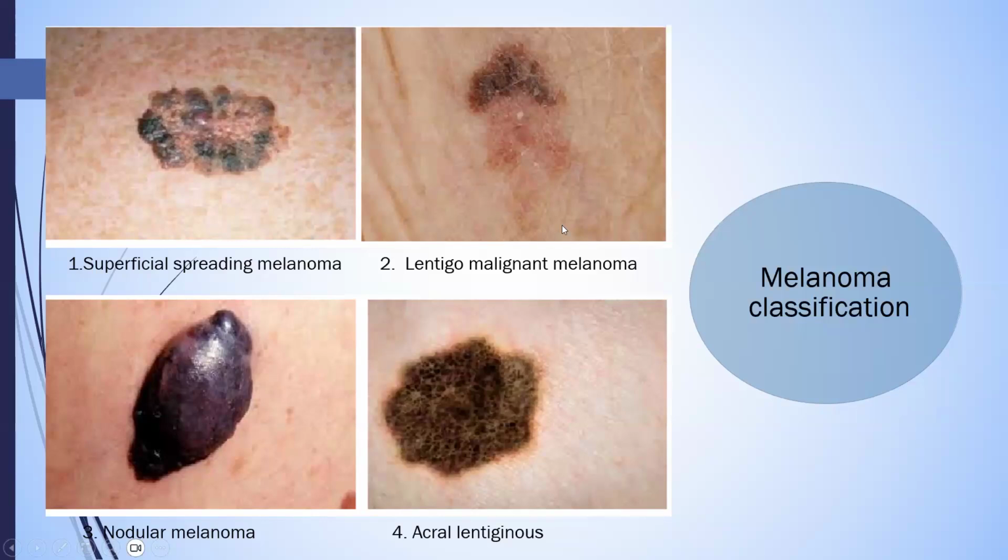Then the lentigo malignant and acral lentiginous. Acral means in your hands and legs. That is the fingers and toes or palms and soles, right? Acral lentiginous. And then, as I told you, the amelanotic type, where there is not going to be any sort of pigmentation. Okay, it's just going to be a skin colored bump.